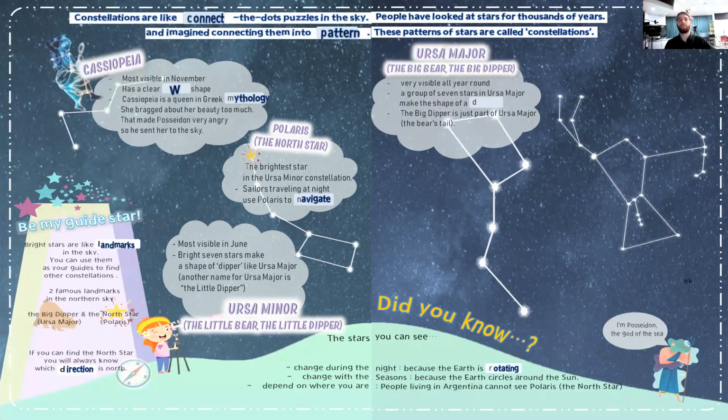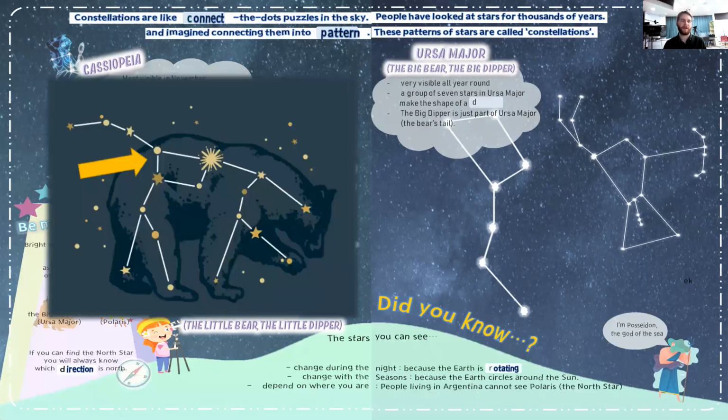It's very visible all year round. And a group of 7 stars in Ursa Major make the shape of this one. It's called a dipper. So the Big Dipper is actually just a part of Ursa Major. It's just the bear's tail. That's the only part the Big Dipper is.